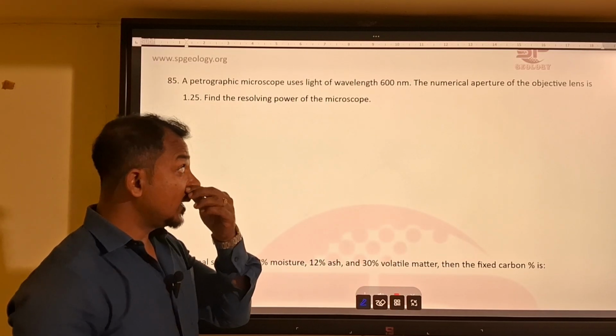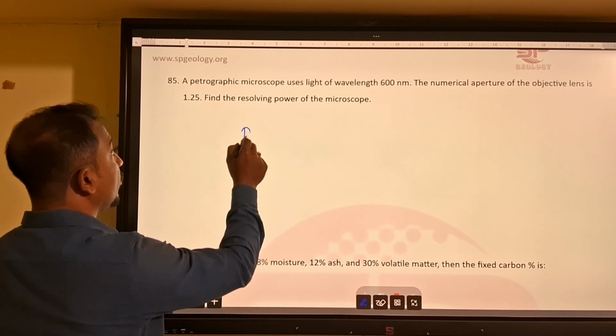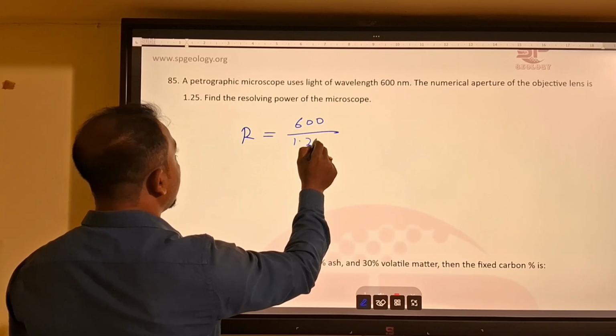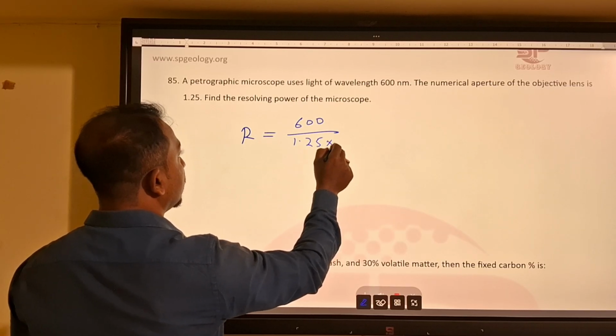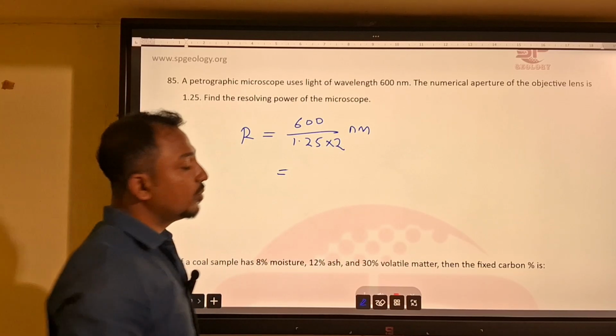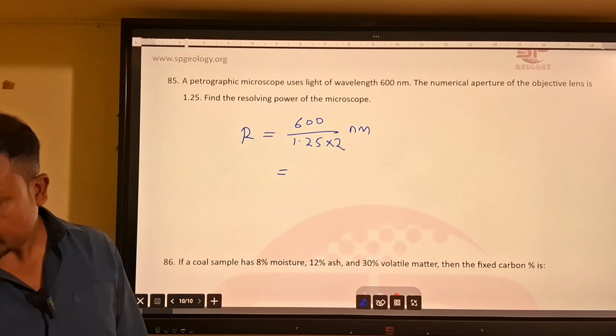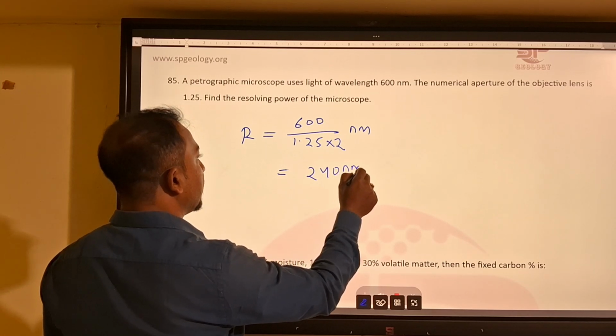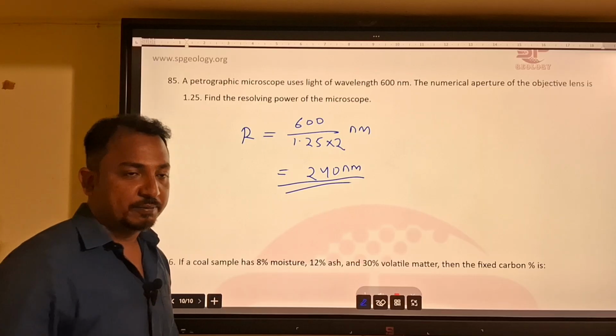Next, same type of question. So I have to calculate the resolution. Here wavelength is given 600, divided by 1.25 which is your numerical aperture, into 2. So it will be 240 nm.